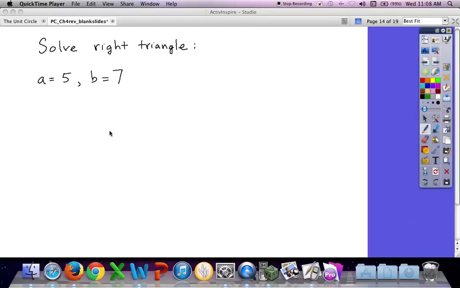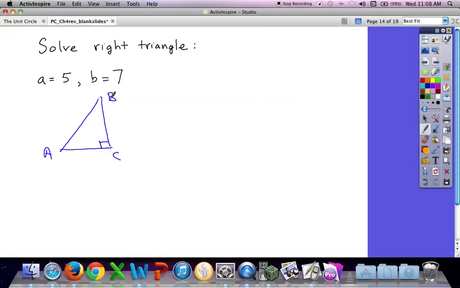Okay, in this one, we're solving a right triangle, so we know we set it up with our A, B, C, right? A, C, and B. And we know that the opposite sides are the lowercase letters A, B, and C. The A is 5, the B is 7, and the C we don't know. So when we say solve the right triangle, it means fill in all the missing sides and angles. How could I find the C?